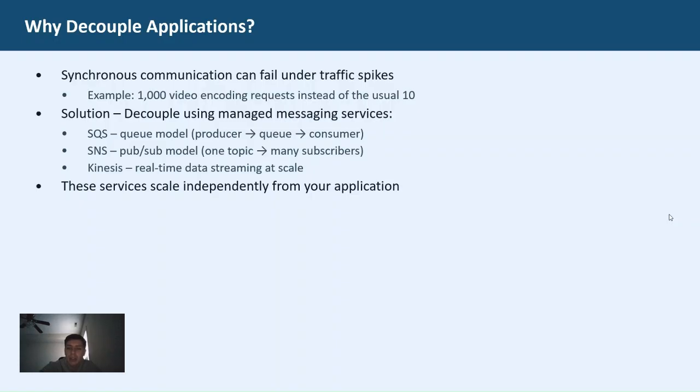With SNS, you use pub/sub. You publish to a topic and multiple subscribers receive the message. With Kinesis, you stream data in real time at a massive scale. All of these services scale independently from your application.